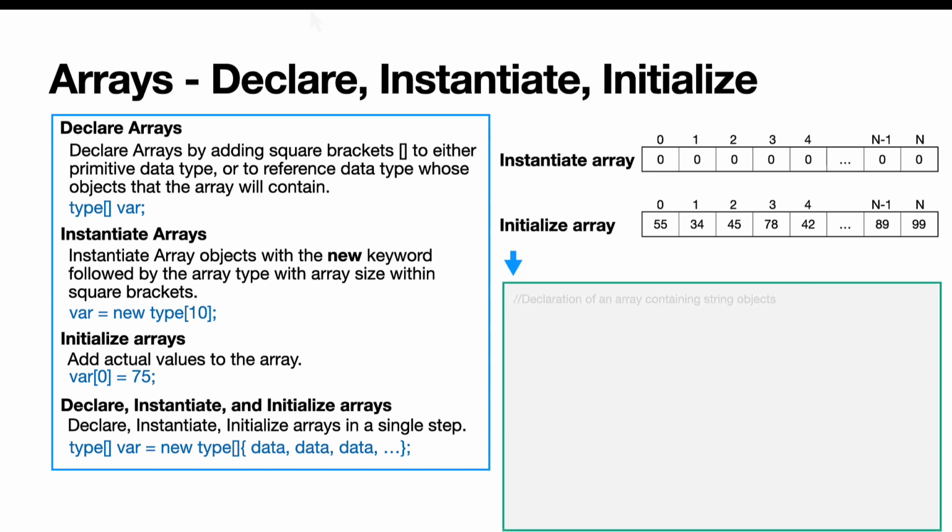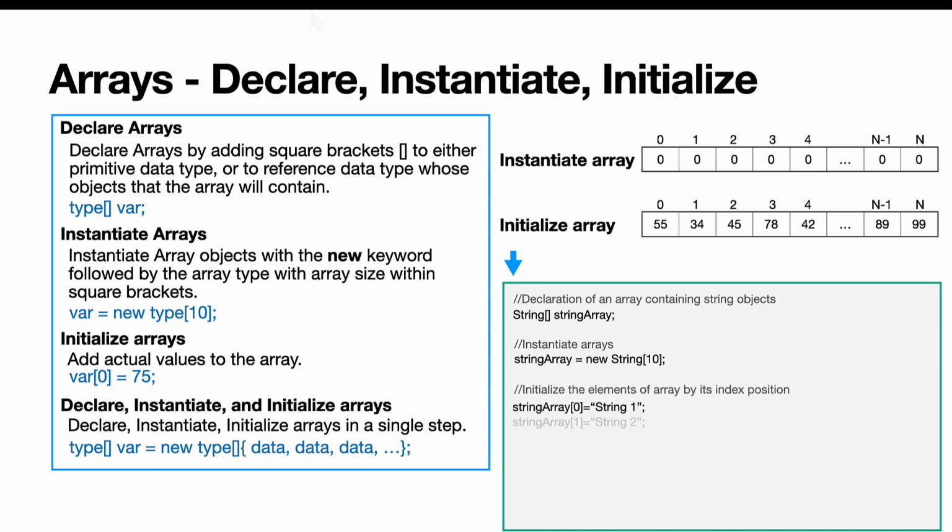Let's look at sample code. Here we have declared an array of type string named string array. We instantiate the array by using the new keyword and specifying the size of our array within square brackets. At this point, memory is allocated to our array, and since strings are non-primitive, the element values of the array are set to null. You then set the element values of the array by its index position. Alternatively, you can declare, instantiate, and initialize the array in a single step by specifying the element values within curly braces.